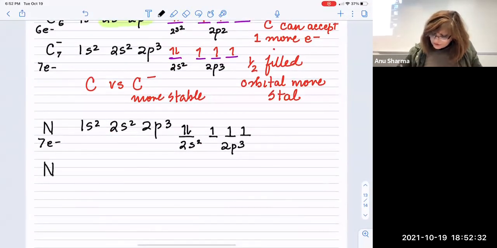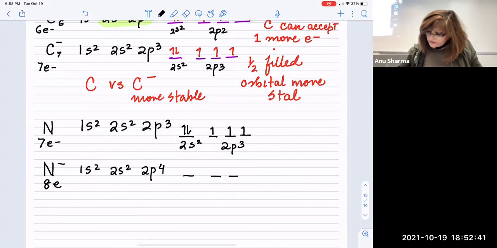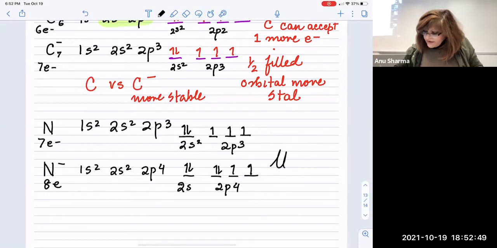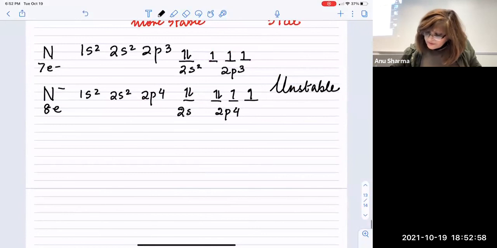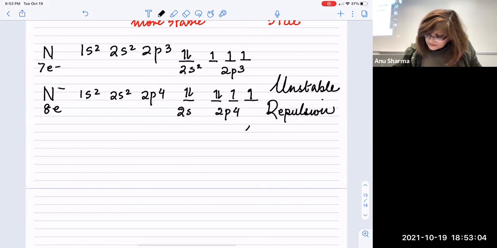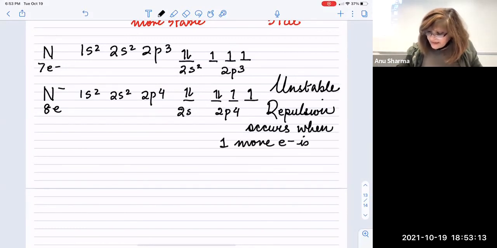But if you bring in nitrogen with 8 electrons, then it is very unstable. So 2s2 and 2p4. 2p4 is going to look like this: 1, 2, 3. So 2s2 and 2p4, and 2p4 is very unstable. Very unstable, okay? Because a repulsion occurs when one more electron is added.